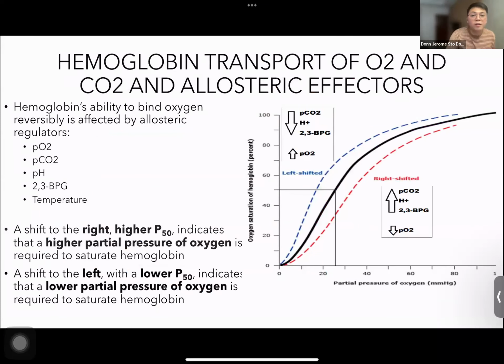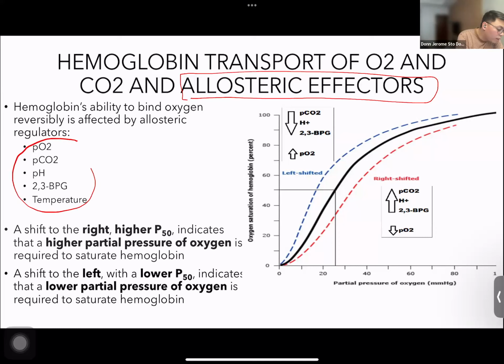Now, let's discuss what are the factors that affect the reversible binding of oxygen to your hemoglobin. Ang tawag natin doon are the allosteric effectors. Balikan natin, sabi natin, allosteric effectors only apply to hemoglobin. Tama po ba? Nag-a-apply po ba siya sa myoglobin? Hindi po. Okay? Sa hemoglobin lang po. So what are the conditions that affect the reversible binding of oxygen to hemoglobin? Ito pong mga ito: PO2, partial pressure of oxygen, partial pressure of carbon dioxide, pH, 2,3 BPG, and temperature. Okay, huwag mag-alala, iisa-isahin natin yan mamaya.